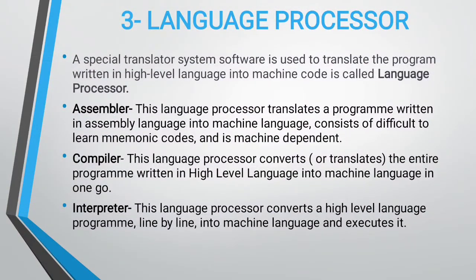Next system software is language processor. Language processors are the software which convert high level languages into machine language. There are three types of language processors. First is assembler. Assembler translates programs written in assembly language into machine language. Next is compiler. This language processor converts the entire program in one go. And the last one is interpreter. This language processor executes the whole program line by line.